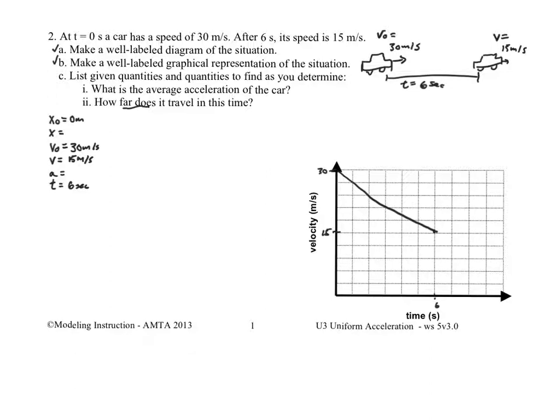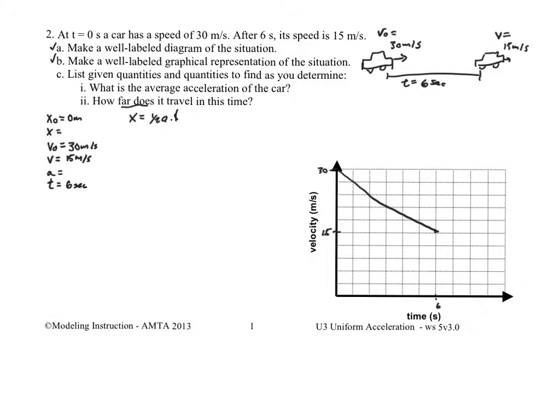So first off, I have 3 equations that I can work with. Let's start with the first one: x equals 1/2 a t squared plus v0 times t plus x0. On first glance, I might not know if I have enough information to solve that. And that's why I use this trick.